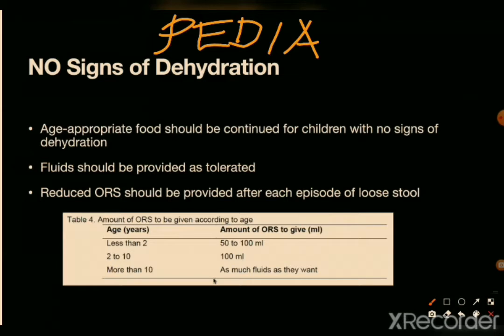So the diet should be age appropriate, food should be continued for children with no signs of dehydration, and fluids should be provided as tolerated. So reduced ORS should be provided after each episode of loose stools. The amount of ORS to be given according to age: if the child is less than 2 years old, that would be 50 to 100 ml. Then for 2 to 10 years old, that would be 100 ml. Then more than 10 years old, as much fluid as they want.